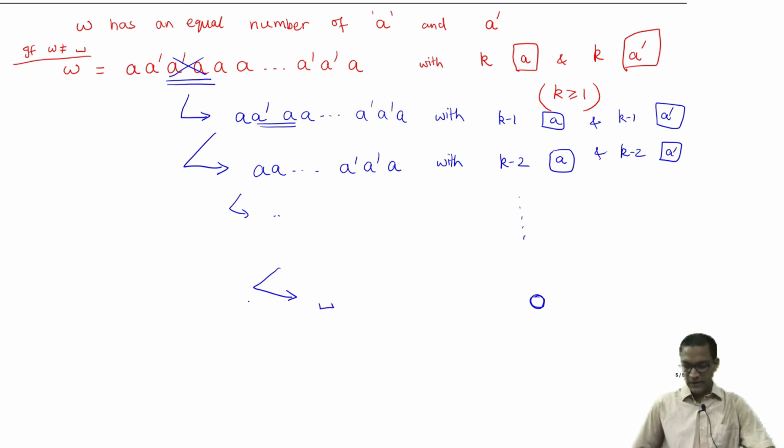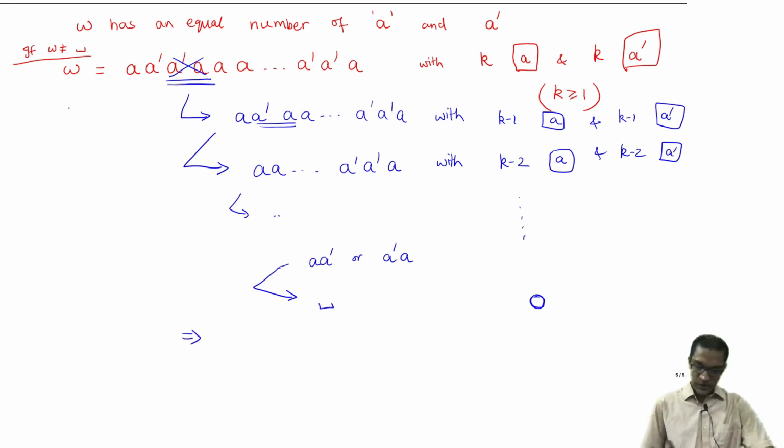Okay. In fact, in the one preceding step, the word must have had a single a and a single a prime. So that word must have looked like either a a prime or a prime a. Okay, that was the one preceding step. And of course, the possibilities for each step prior to that are many more. Okay, but at the very end, you are going to necessarily reach the empty word. Okay, so what does that mean?